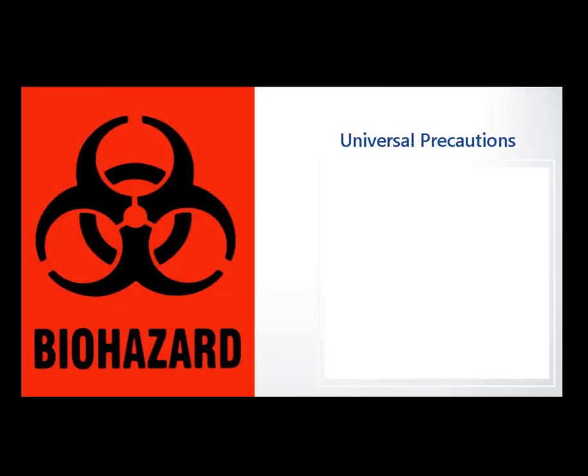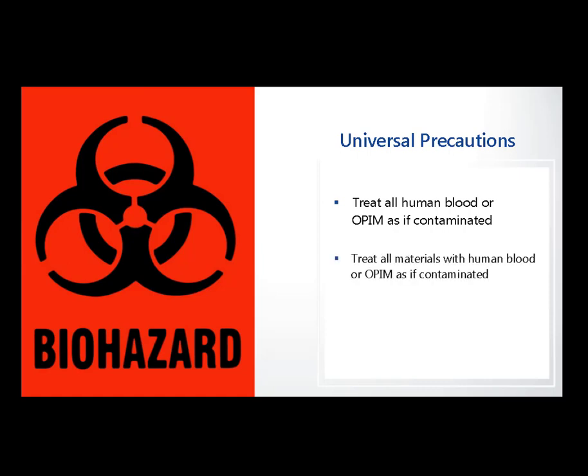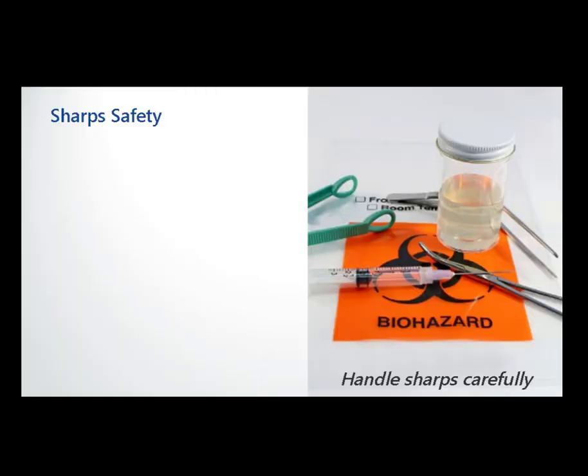Always follow universal precautions to avoid exposure to bloodborne pathogens. Treat all human blood, or OPIM, as if contaminated with bloodborne pathogens. Treat all materials with human blood, or OPIM, as if contaminated. Minimize handling and manipulation of contaminated materials. Handle sharps carefully. Injury from contaminated sharps, such as broken glass or needles, is one of the primary routes of entry of bloodborne pathogens. Use forceps or another device to pick up sharps.